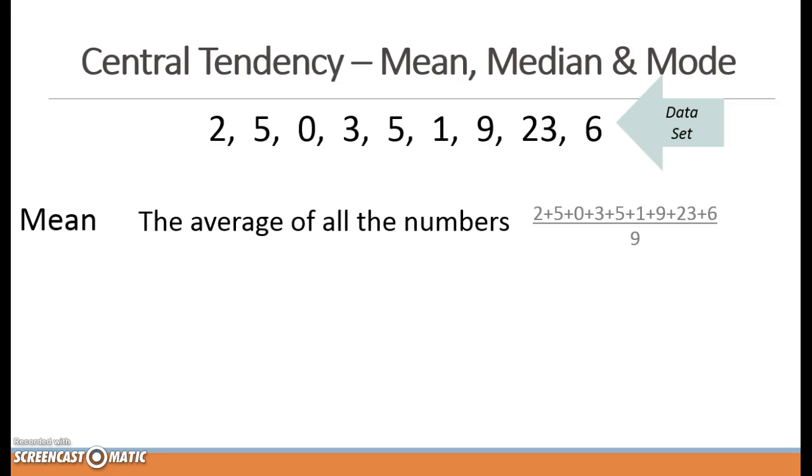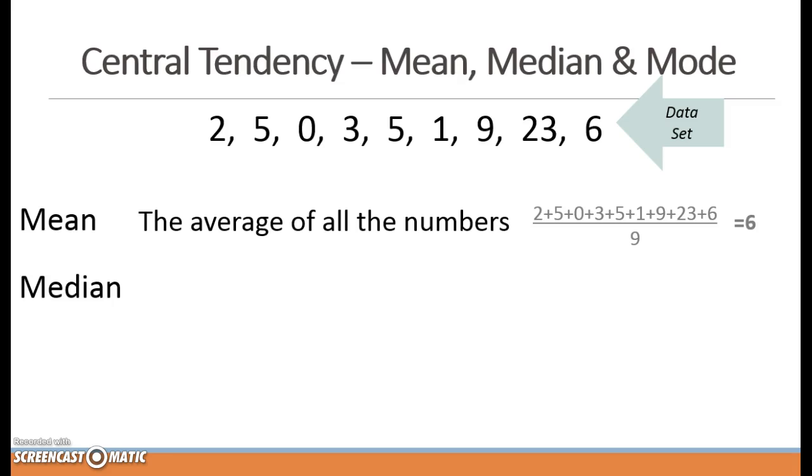So to find the mean, you're going to add all the numbers together and then divide them by the amount of numbers that you were talking about. So when I added up the top, I got 54, and when I divide them by 9, I get 6. So the mean of this data set is 6.